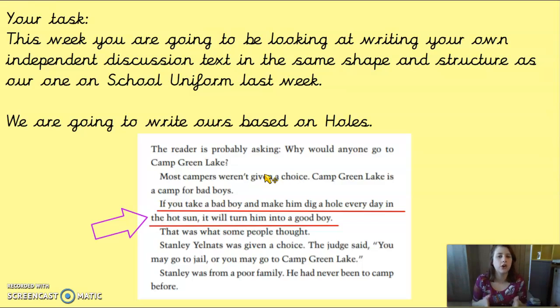So it's going to be based on Holes and the fact that they think that if you send children to this detention camp and you get them to dig holes every day, eventually they're going to become better people. And we're going to get you to discuss whether you think that is true or not, whether you agree or disagree with that as a concept. So sort of as punishment to change somebody's character.